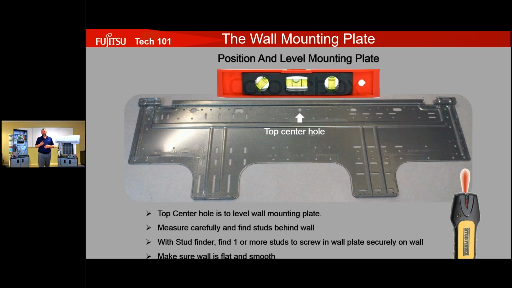You can see the top center hole there. Just be advised, this top center hole does not depict the center of the indoor unit, but the center of the mounting bracket. So if you're looking to get this unit perfectly centered on the wall, you're going to have to follow, there's a little marking right underneath there where it depicts the center of the unit once it's hanging. Okay, so always make sure that the unit is level.